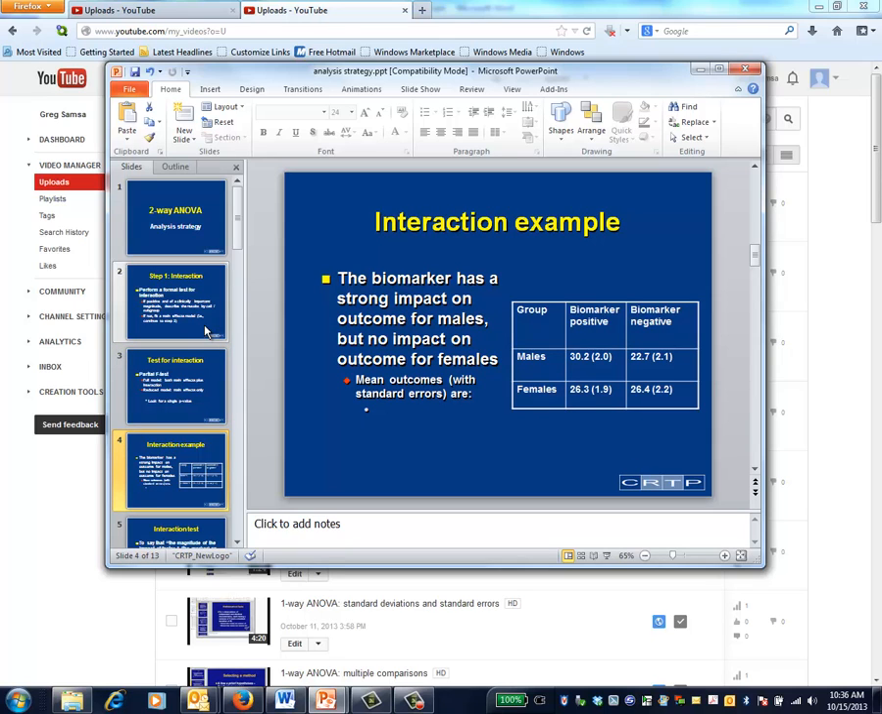This is an example of the sort of qualitative interaction that, if statistically significant, would probably be biologically significant as well. Specifically, the interaction is that the biomarker has a strong impact on outcome for males, but no impact for females. This interaction would be even more noteworthy if the biomarker was associated with higher outcomes for males and lower outcomes for females.